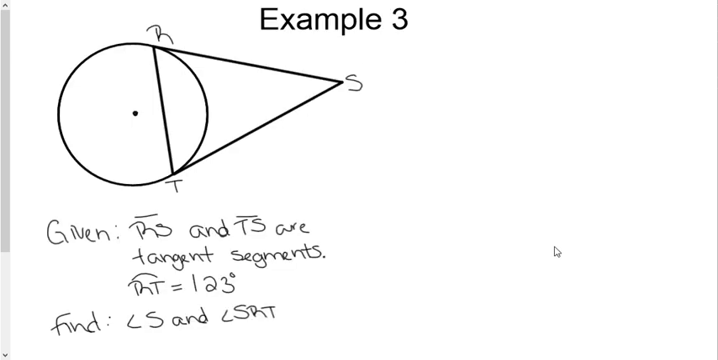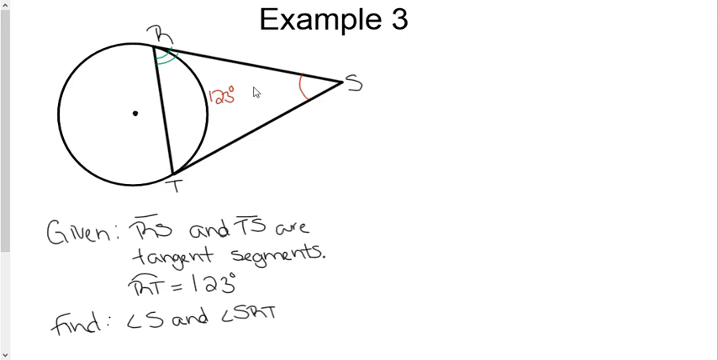So let's see how that works. So in this one, we are given that RS and TS are tangent segments, so that means this is a tangent angle. And we are given that the measure of arc RT is 123 degrees. We're wanting to find two things here. We're wanting to find the measure of angle S, and we also want to find the measure of angle SRT. So we also want to find this angle right here. So to find angle S, let's start with that one first.